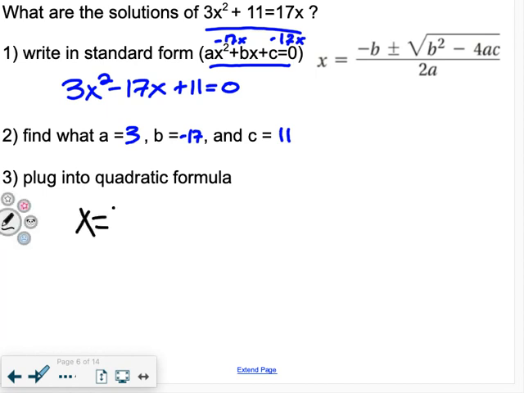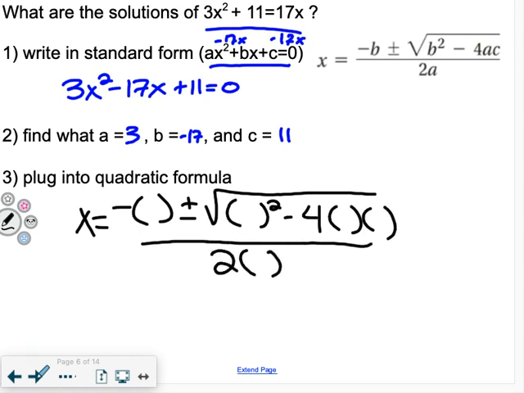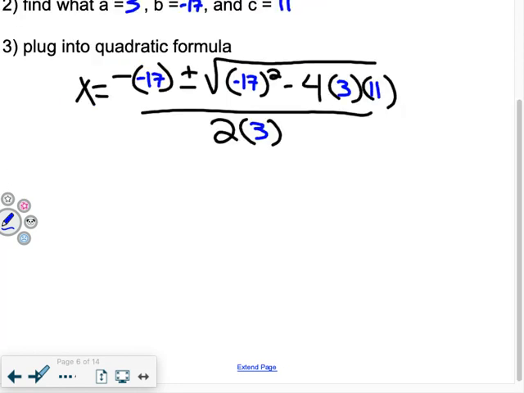So we have x is equal to negative b plus or minus the square root of b squared minus 4ac all over 2a. So I start filling in my information. Negative b plus or minus the square root of b squared minus 4ac all over 2a. So we start combining here. We simplify it out. Negative, negative would give us a positive 17. Plus or minus, we'll get to that square root, all over 6.